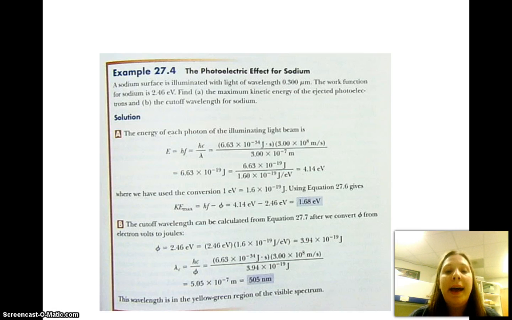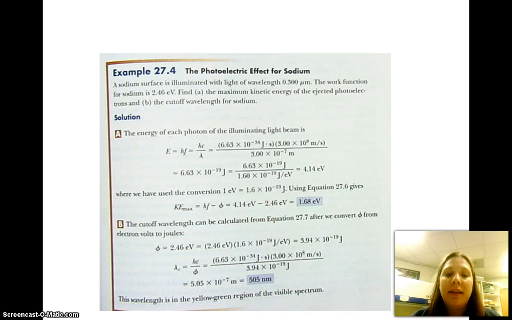Now we want to know the kinetic energy of the electrons. So we take that kinetic energy max, h times f minus the work function. We have our h times f, that's what we figured out up here. In this case, we use electron volts, 4.14 electron volts, minus the work function, which is 2.46 electron volts. We use electron volts here just because our work function was given to us in electron volts, but we can easily convert back and forth. So we get that the maximum kinetic energy is 1.68 electron volts.